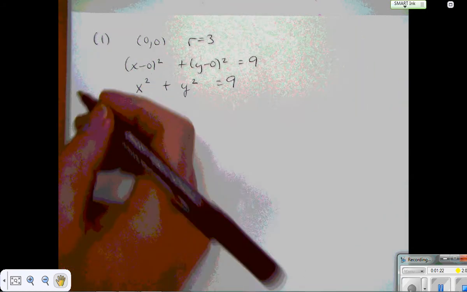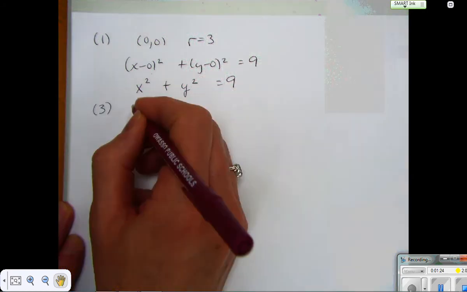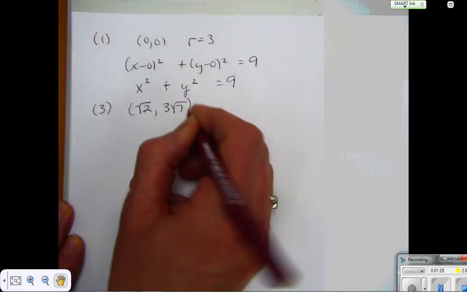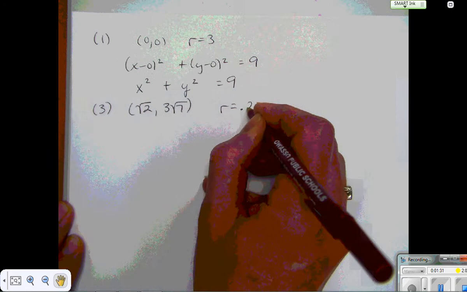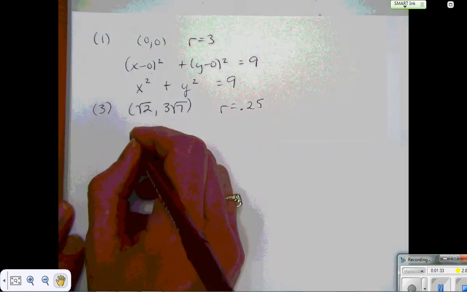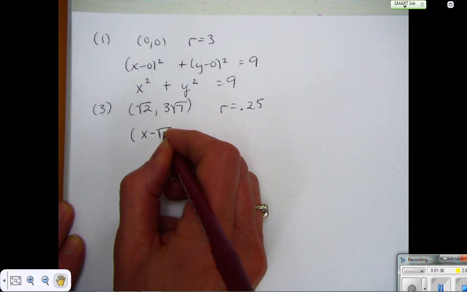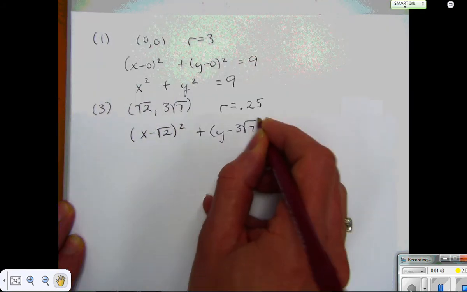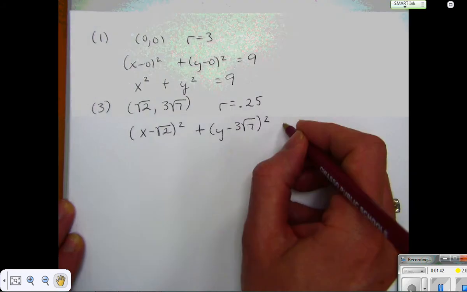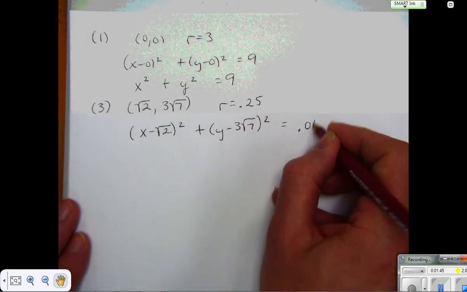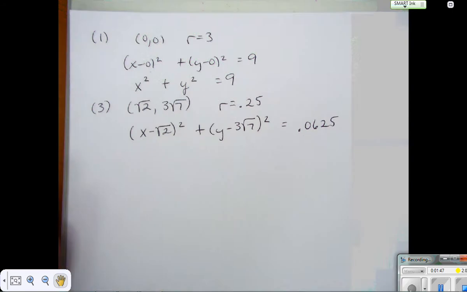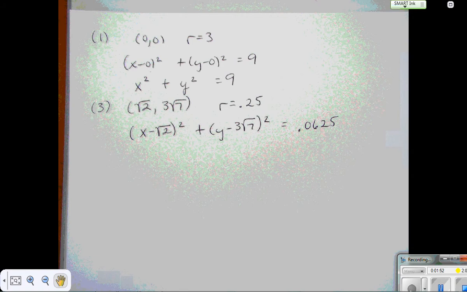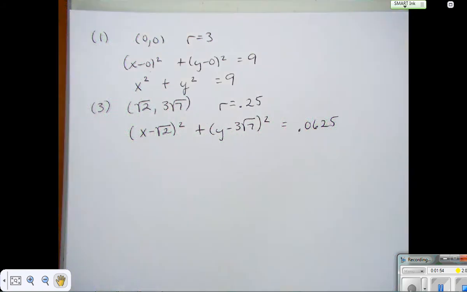Okay, so let's look at number 3. Number 3 gives you some radicals for the center, and the radius is 0.25. So my equation is going to be (x minus square root of 2) squared plus (y minus 3 radical 7) squared equals the radius squared, which I think is 0.0625 when you square 0.25. So that would be your answer. That's all that you need to do. You can leave it in standard form.